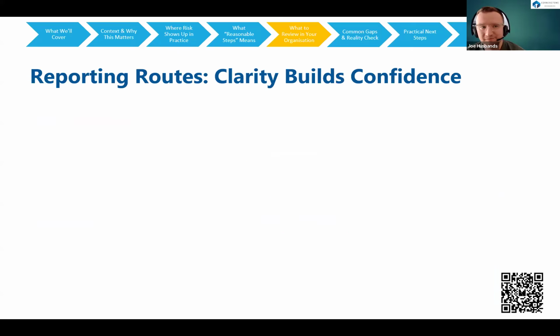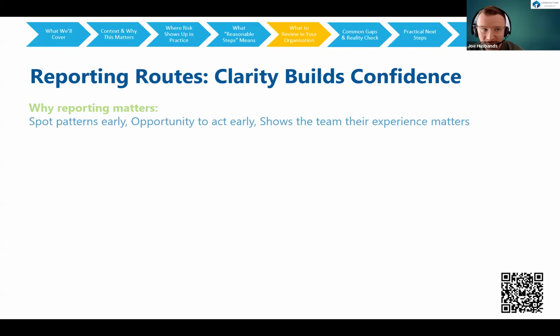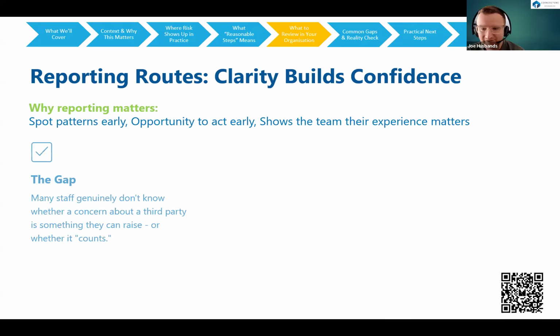Reporting routes are actually a really important area of all of this and often where the gaps sit. So making these routes clear will really build confidence across the board. Even small concerns matter because they help you spot patterns early, act early, and show your team that they're supported and that their experience at work matters. In many organizations, reporting processes technically exist, but without people actually reporting what's happening, organizations are often working in the dark, to be honest. They don't see what's happening until it becomes something more serious.